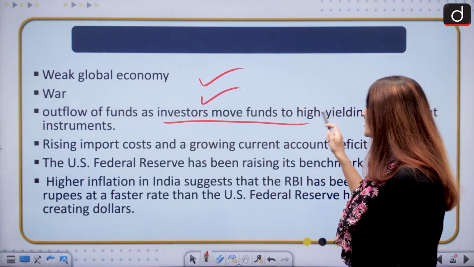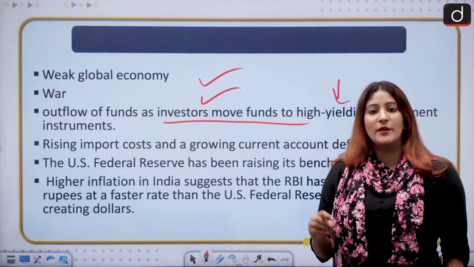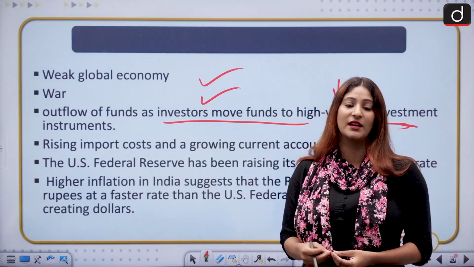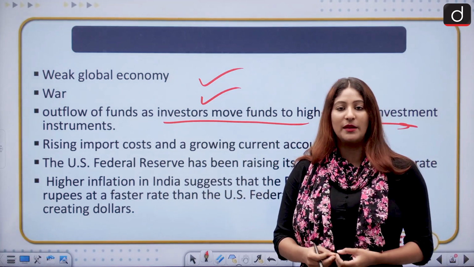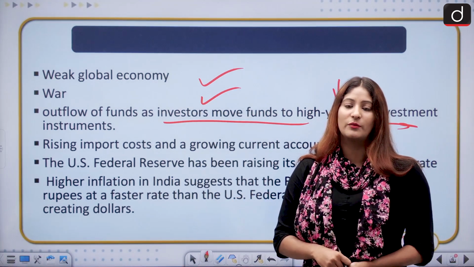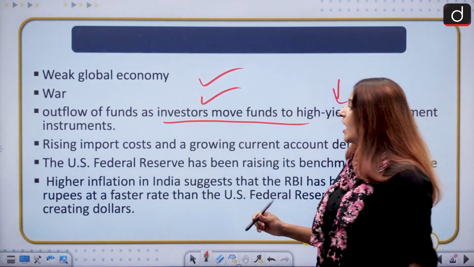Outflow of funds as investors move funds to high yielding investment instruments. For example, because the US has raised its interest rates, since then we are seeing that people who have invested in India, because of the weakening of the rupee, are taking out their investment and investing in such countries which are giving them higher return.